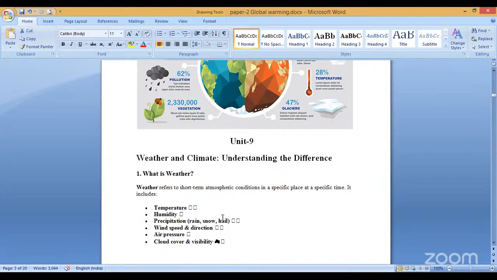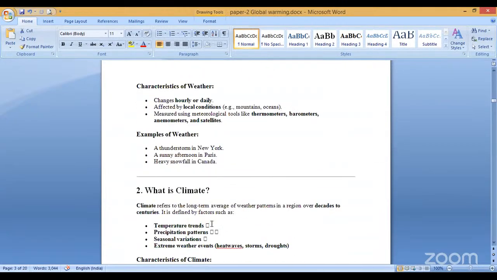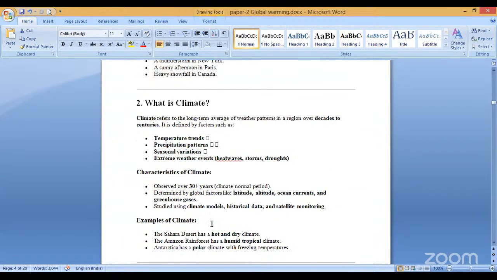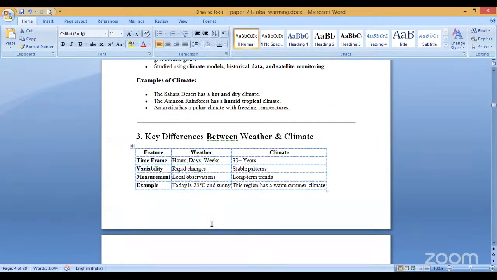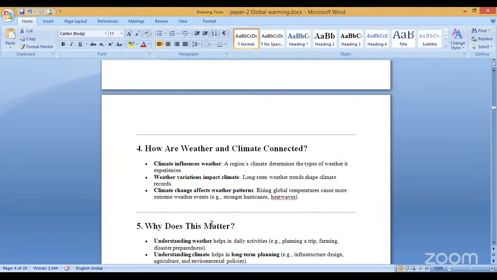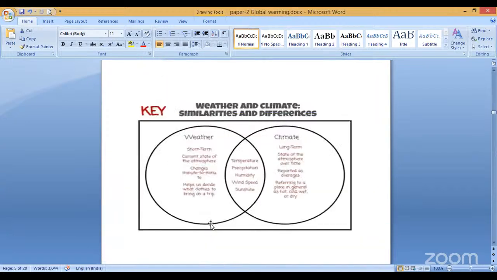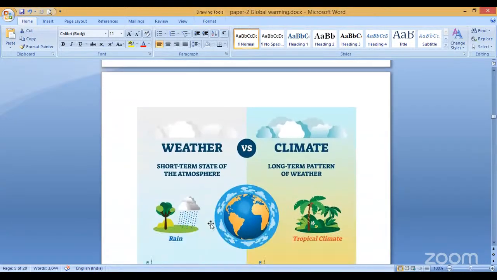In that unit, weather and climate, we covered understanding the difference between weather and climate: what is weather, the characteristics of weather, examples of weather, what is climate, climate definitions, characteristics and examples of climate, and the key differences between weather and climate. How are weather and climate connected? Why does this matter? And the graphical representation of the differences and similarities between climate and weather. We discussed this in yesterday's class.